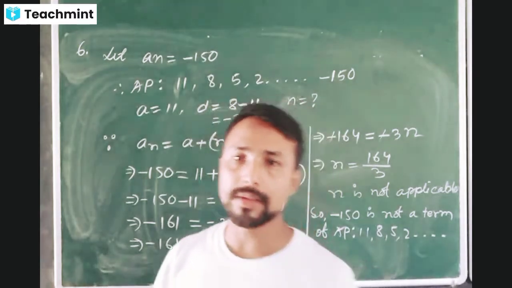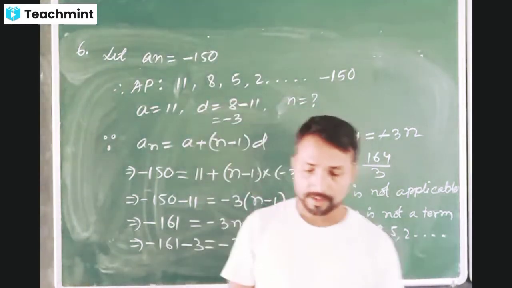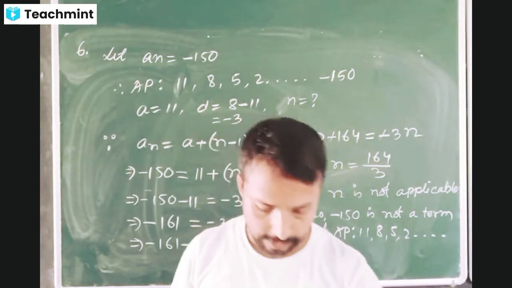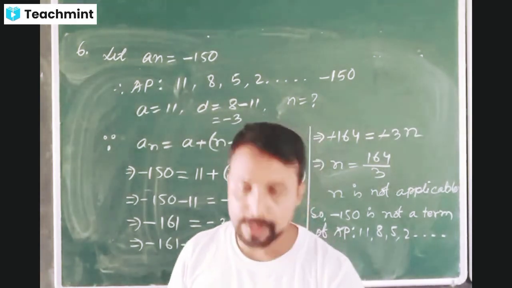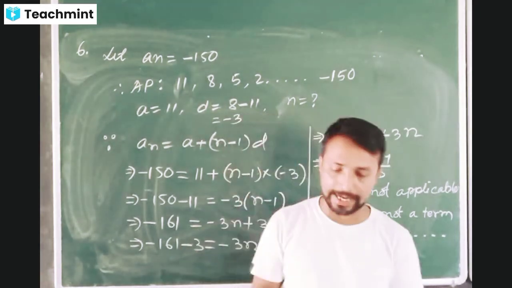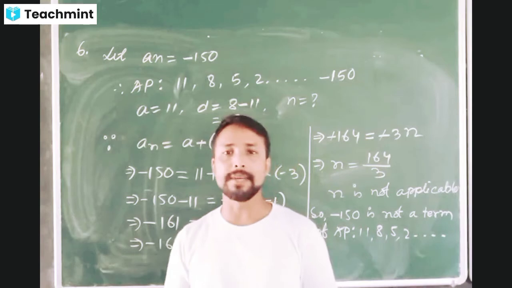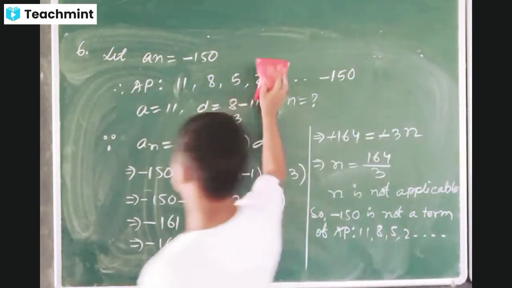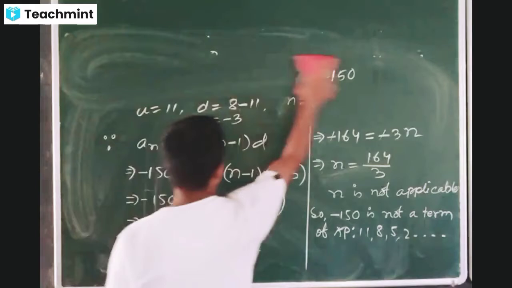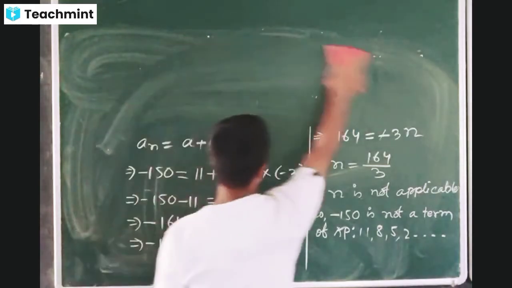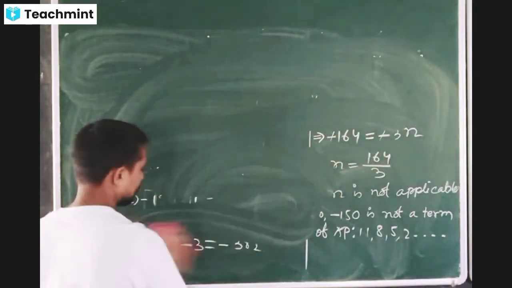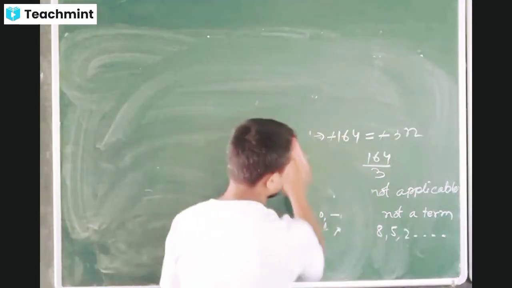We have to find out the 31st term of an AP whose 11th term is 38 and 16th term is 73. The 11th term and 16th term are given. We need to find the 31st term.